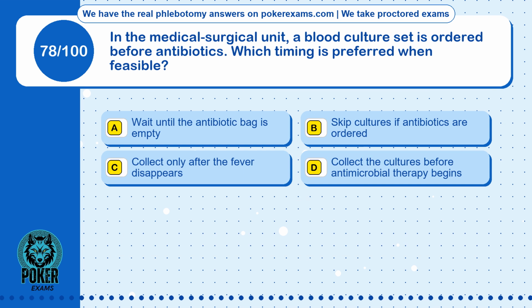Question 78. In the medical surgical unit, a blood culture set is ordered before antibiotics. Which timing is preferred when feasible? Option A. Wait until the antibiotic bag is empty. Option B. Skip cultures if antibiotics are ordered. Option C. Collect only after the fever disappears. Option D. Collect the cultures before antimicrobial therapy begins.